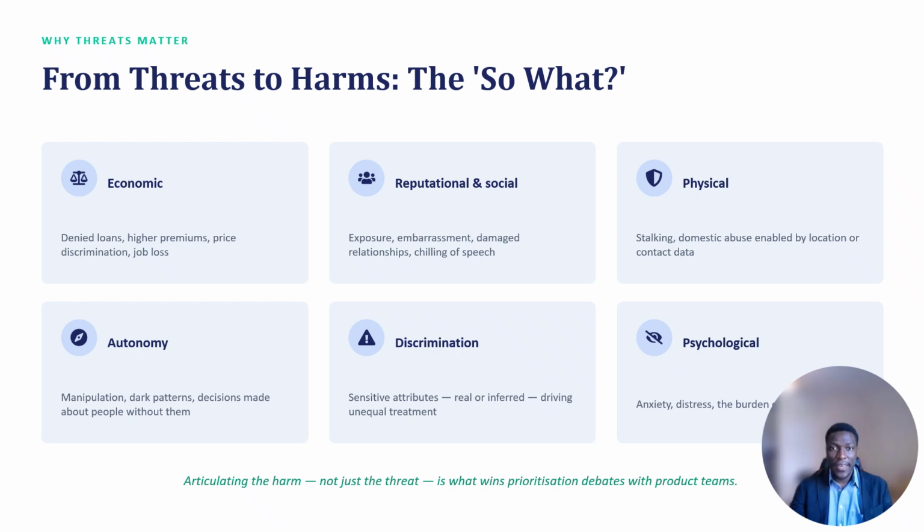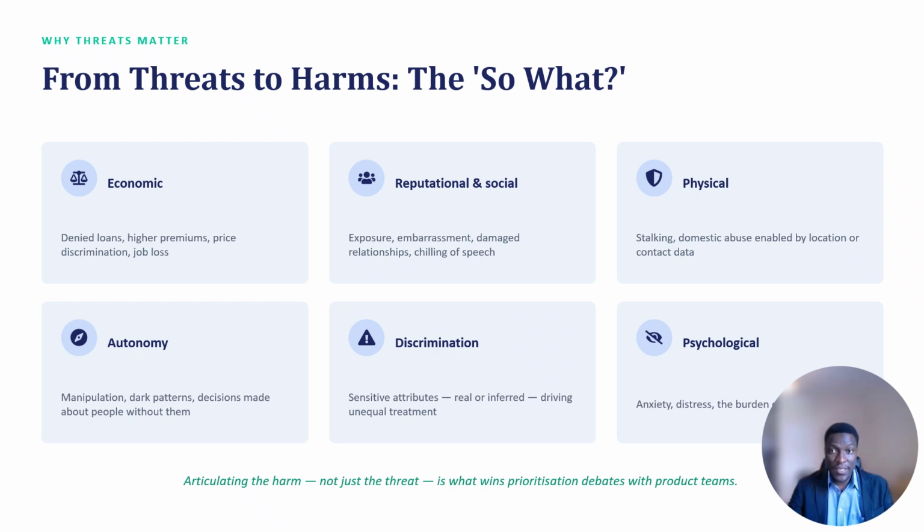Next, you have autonomy harm. So this is manipulation and decisions made about people without them actually knowing. It could be the system manipulating people to make a specific decision, or misleading them into making those unaware decisions. Next, as another example of harm, you have discrimination.